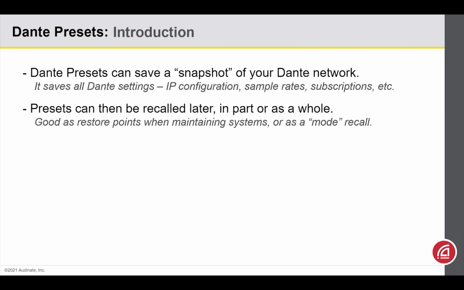So, Dante presets are pretty straightforward. They are a way to take a snapshot of your network so you can document settings or possibly use them as a restore point. If you'd like to edit the preset, it is just a text file, so you can do that, but we don't want to pretend this is an offline editor.